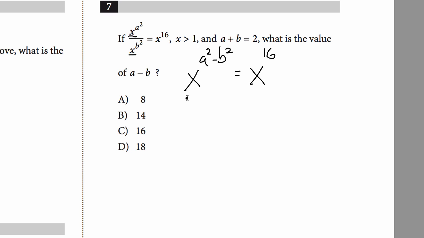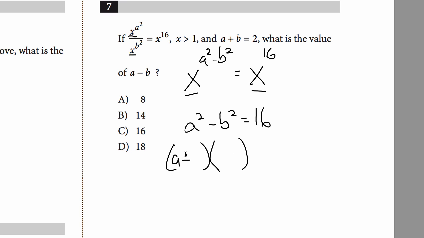Well, cool. Now that I have the same bases, and they're telling me these two things are equal, I can just set the exponents equal. So that's a squared minus b squared equals 16. What else do we know? Well, they tell us a plus b equals 2. Well, where does that show up? That shows up in here because I'm just going to expand this expression out, right? So that's a plus b times a minus b.